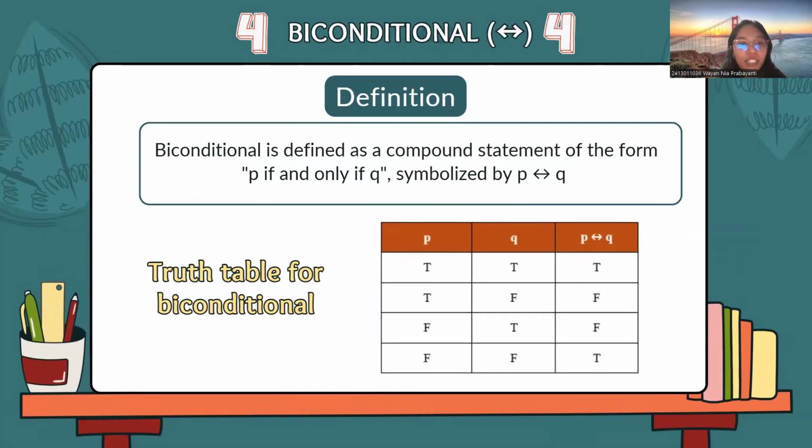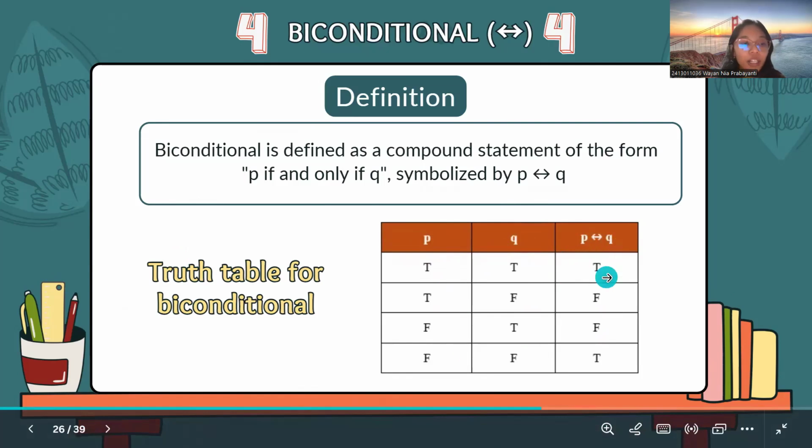Let's move to the last operation, called biconditional. Biconditional is defined as a compound statement of the form P if and only if Q, symbolized by this double arrow. And I also have the truth table of biconditional. If P true, Q true, biconditional will be true. P true, Q false, false. P false, Q true, false. And the last, P false, Q false, the biconditional will be true.